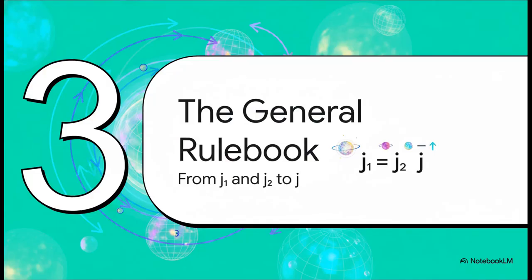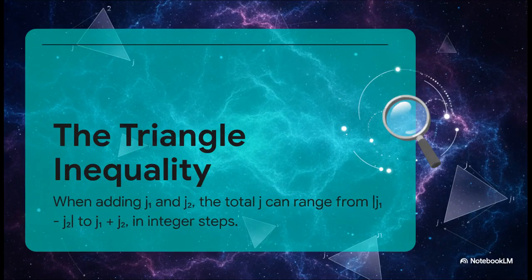Okay, so the 2 spin case was a great warm-up. But what about everything else? What if we're adding different kinds of angular momenta? It's time to zoom out and find the general rules of the road for adding any 2, let's call them J1 and J2. Now, the first rule is a big one, and it's kind of surprising how much it limits our options.